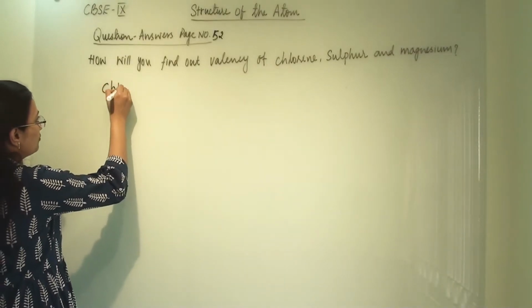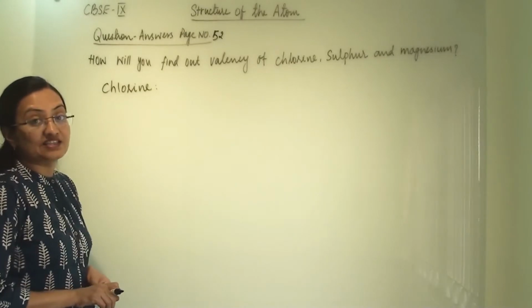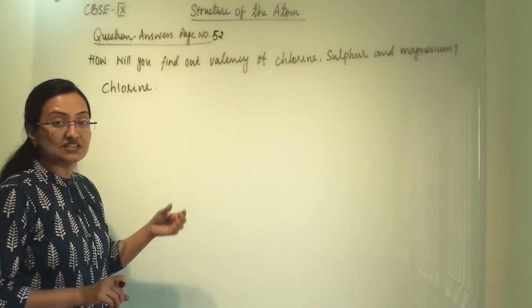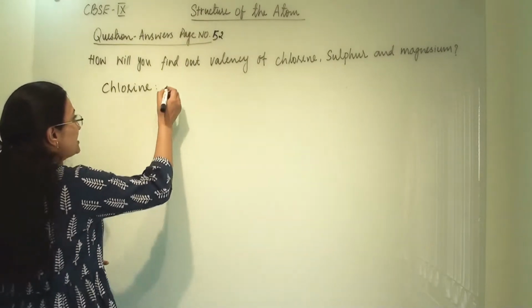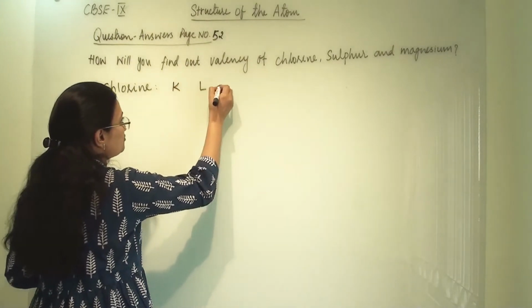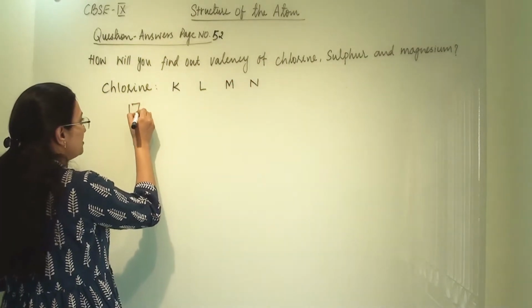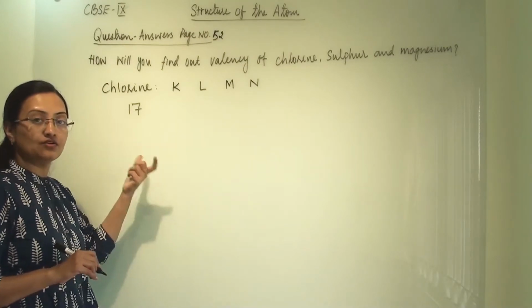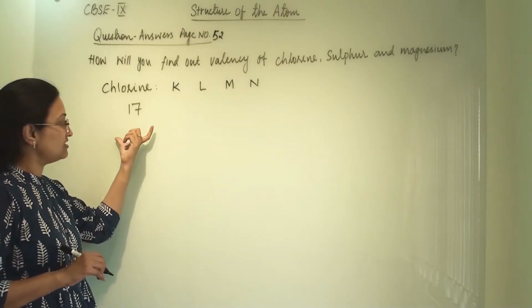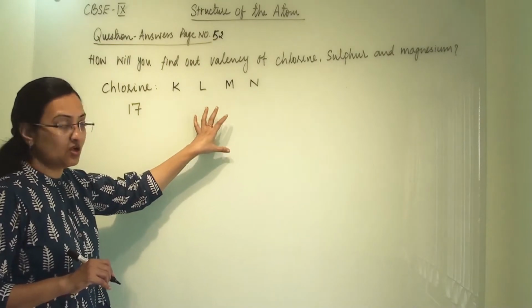First, we will see how we write the valency of chlorine. For this we need to write the electronic configuration of chlorine. As per the electronic configuration we need to write K, L, M and N. Now, what is the atomic number of chlorine? It is 17. So how many electrons are present in chlorine? 17. So we have to distribute these 17 electrons in these orbitals.